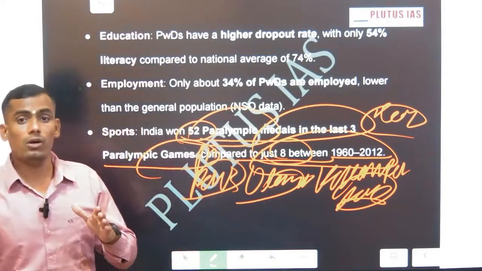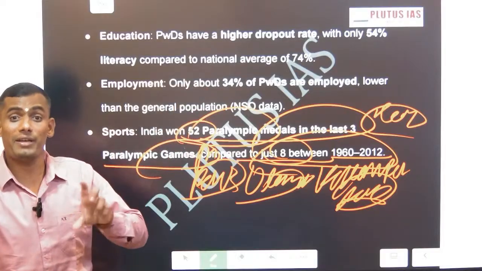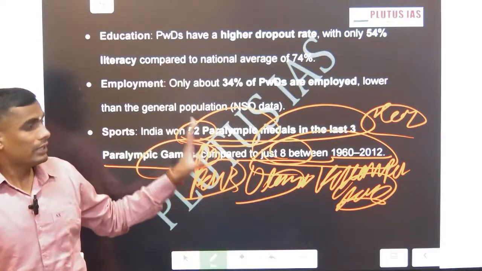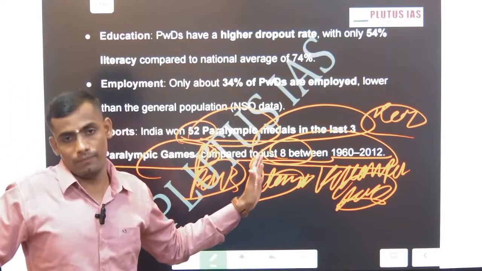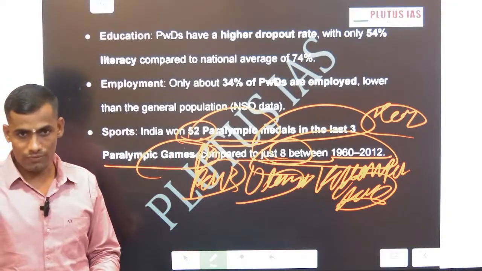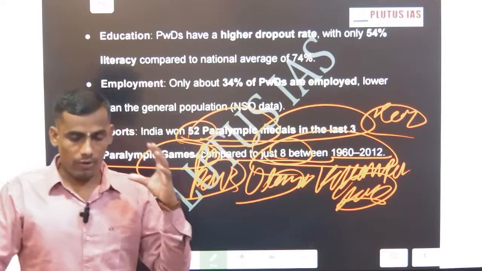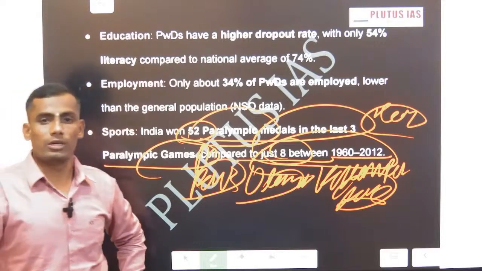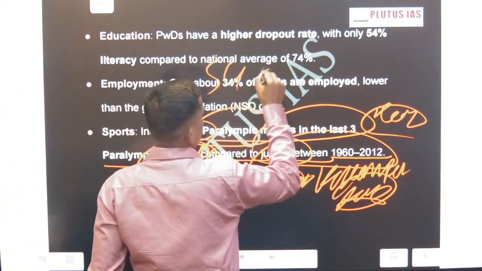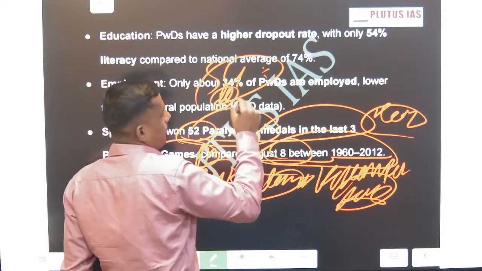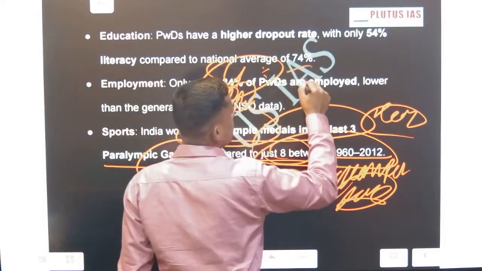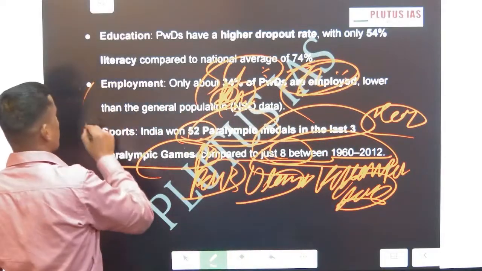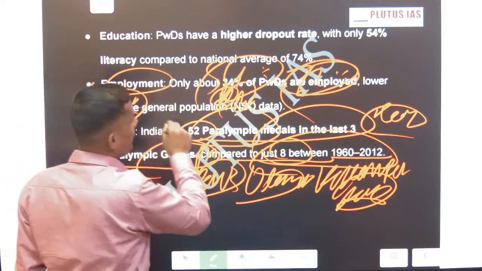I would say they have special ability, not disability. They have the potential, they can do many things. But these are the issues they are facing. Despite good achievements, there is no infrastructure facility. Recently the government is focusing on Paralympians also, but in education there is a 40% dropout, compared to the normal education rate. This is the gap. The urban rural divide is also there.